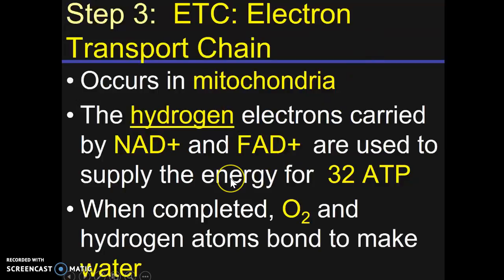Once this is completed, oxygen, because obviously we need oxygen for this process, and that's what we breathe in, and the leftover hydrogen atoms bond to make water. And that's pretty important because if it doesn't form that water, it can be kind of toxic, leaving the open oxygen there. So it's good that it bonds with the hydrogen to make a water form.